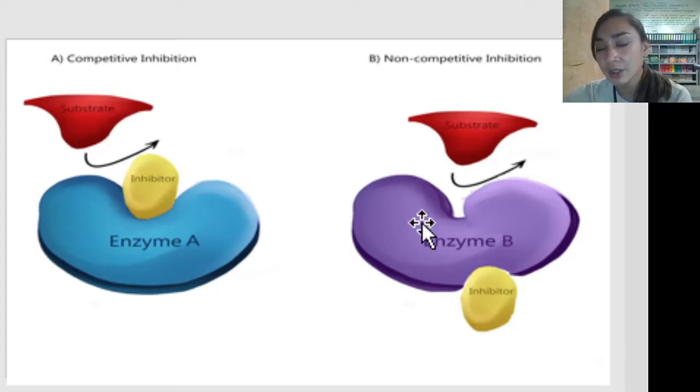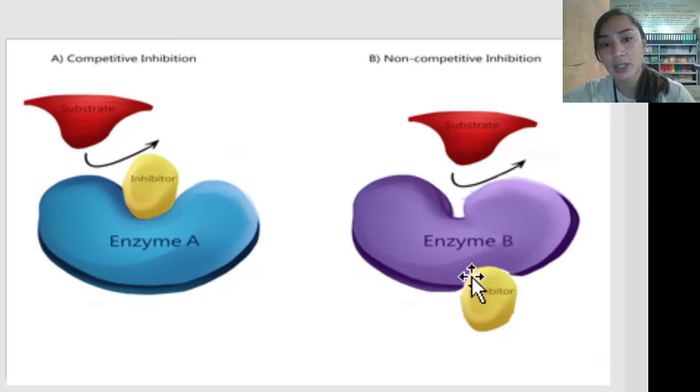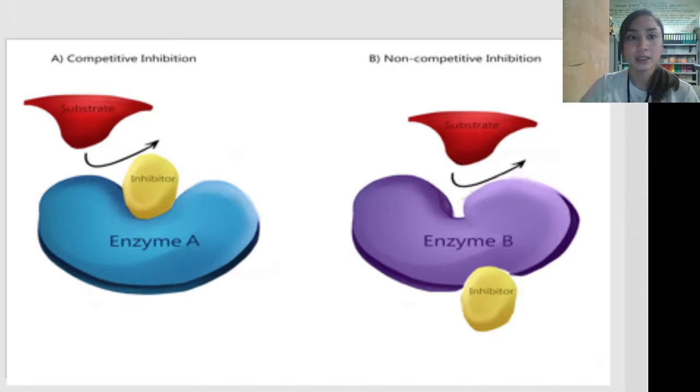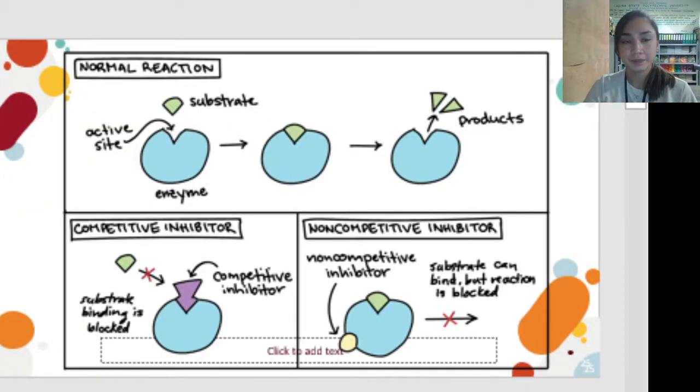And then, the one on your right, the purple one, is enzyme B, wherein it's a non-competitive inhibition kasi yung inhibitor nag-attach to some other part of the enzyme aside from the active site. So, the active site will change its shape and the substrate will no longer be able to attach to it. So, I will move on na kasi hindi naman natin, same lang to dun sa ating previous slide.